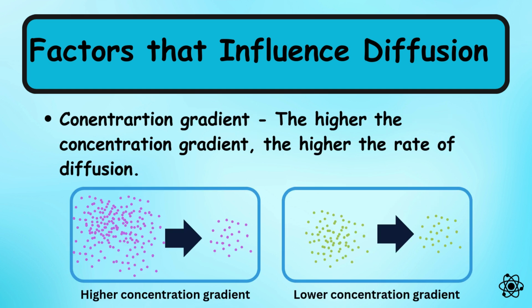Concentration gradient is another factor that influences diffusion. The higher the concentration gradient, the higher the rate of diffusion. We are talking about the greater difference in their concentration. For example, in the box on the left with purple molecules, the difference in concentration is much higher than the box on the right with the green molecules. Therefore, diffusion will take place much faster in the box on the left.